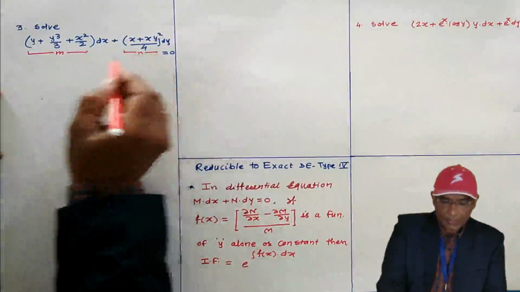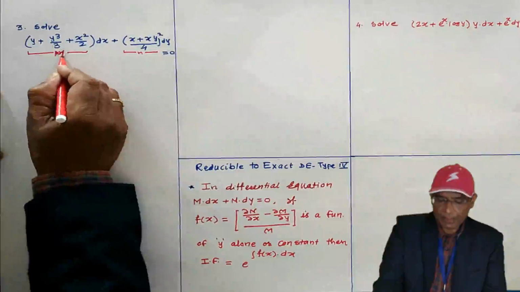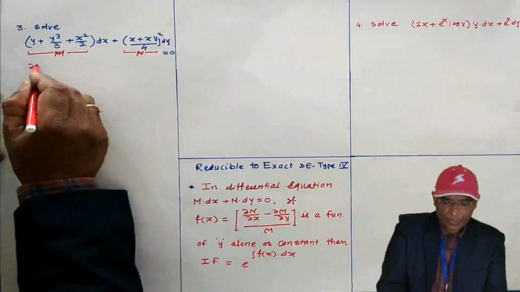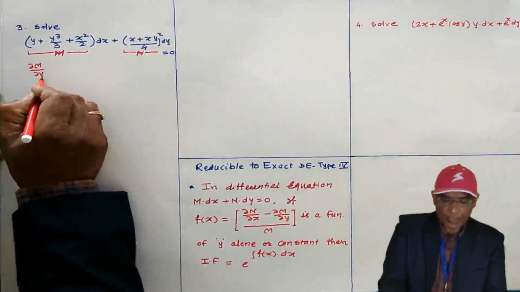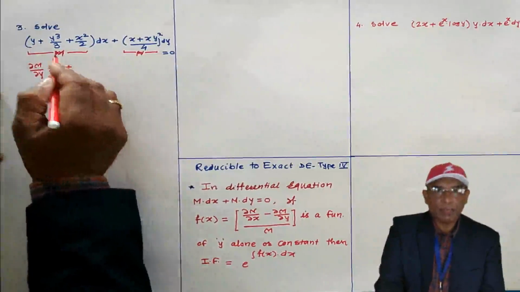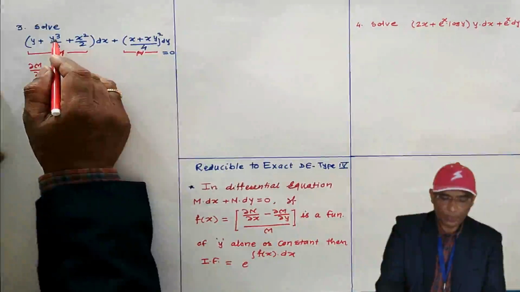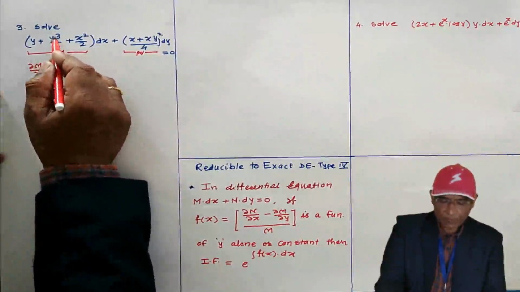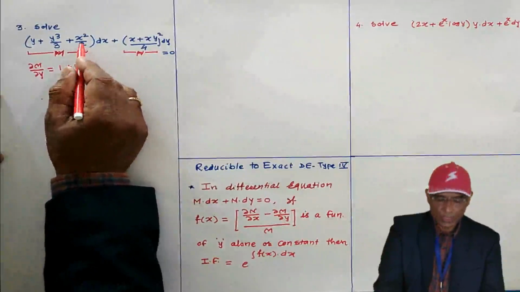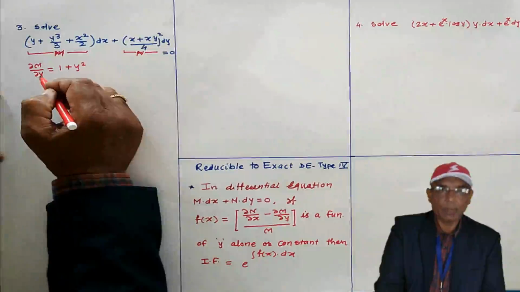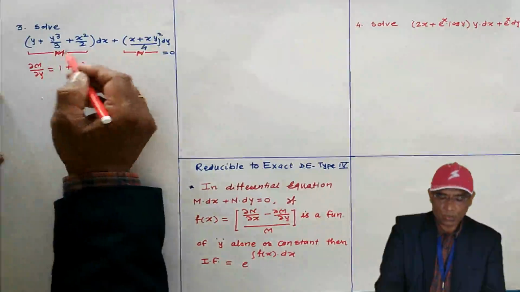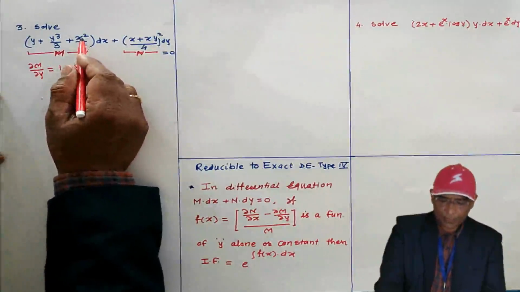Del M by del y. Initially we use capital M and small m. Take the derivative very carefully with respect to y. Derivative of y is 1. Derivative of y cube is 3y square, and 3y square by 3 is y square. Derivative of x square by 2 is 0 with respect to y, because we are taking a partial derivative. When you take a partial derivative with respect to y, the x terms are constant and the derivative of a constant is 0.